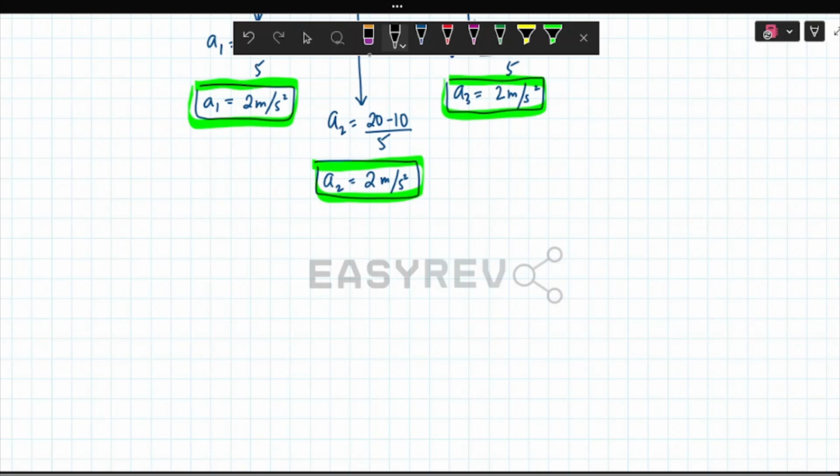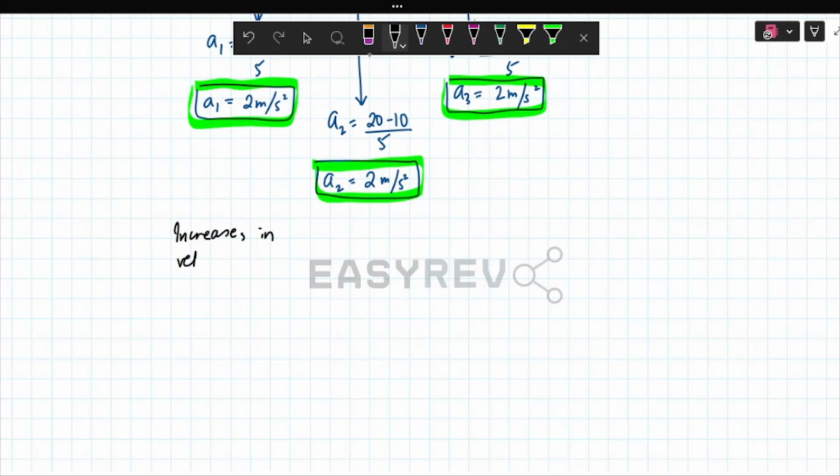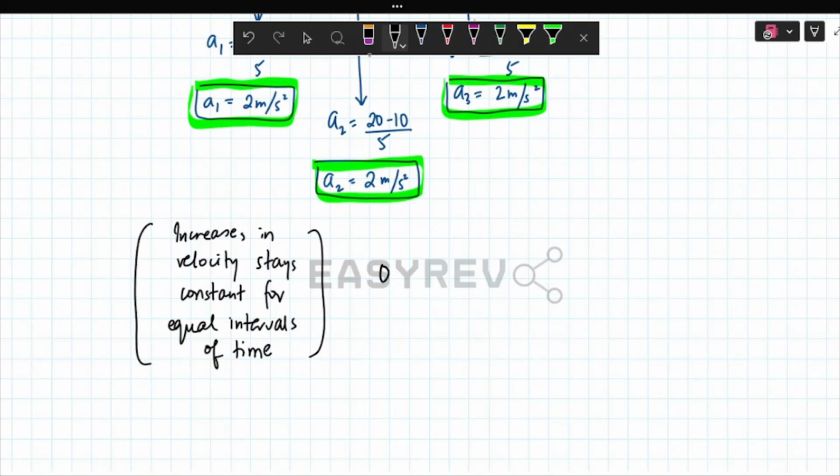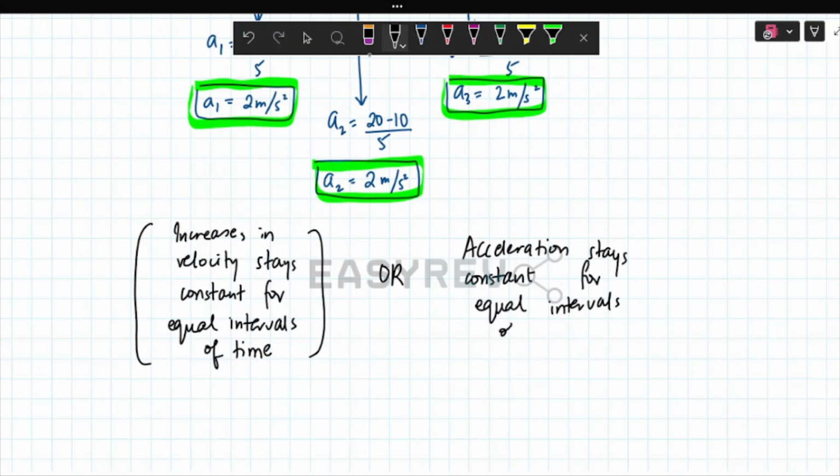We can describe it as the increases in velocity staying constant for equal intervals of time. Either that's how you could describe it, or you could describe it as the kind of motion wherein acceleration stays constant for equal intervals of time.